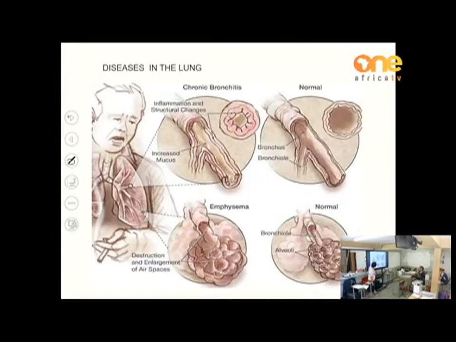Okay, and there you see the bronchitis, lots of mucus. This is a normal one. This is one full of mucus. Then it becomes inflamed and the whole structure changes. Emphysema, you see all the little bubbles, large surface area. Now the inner walls are moving away, destroyed, and I have only one air sac.